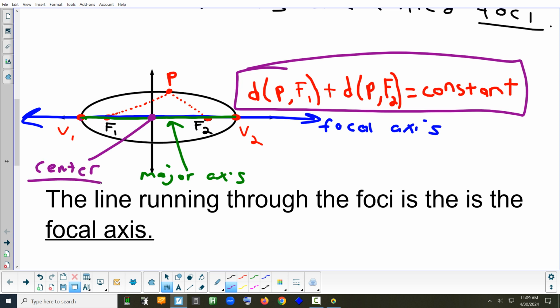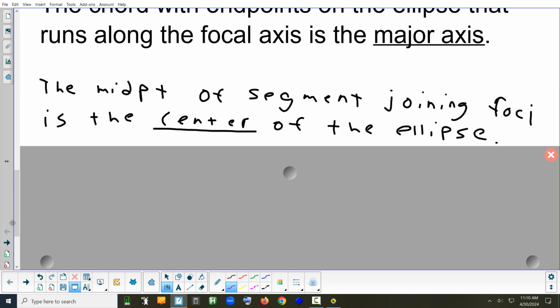So that is a new thing: when we describe ellipses, you have to tell me that now. You don't have to tell me about a directrix anymore because the directrix doesn't exist. But you do have to tell me about the center. It's the midpoint of the line segment that connects the foci, or the midpoint of the line segment that connects the vertices. Same thing.